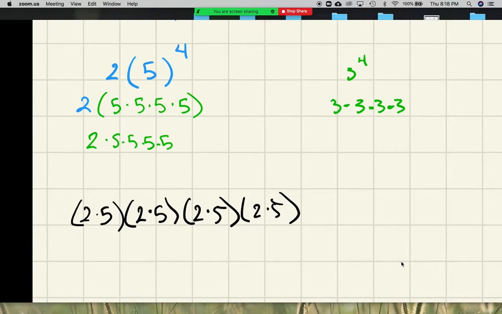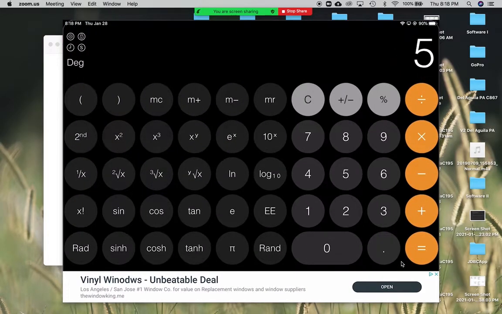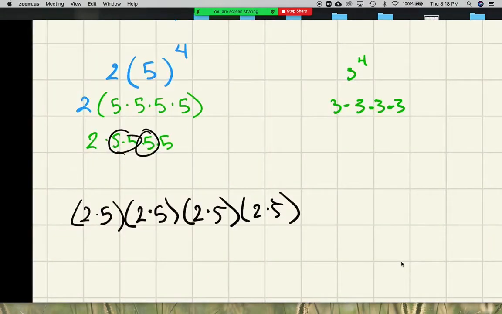So the answer would be, if it was 5 times 5, that would be 25, times 5 is 125, times 1 more 5, so 625. And then times the 2 out in front, times 2, and you get 1250. Yeah. So that's what this would end up being.